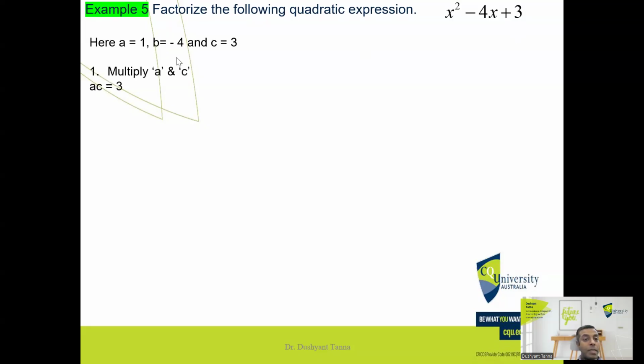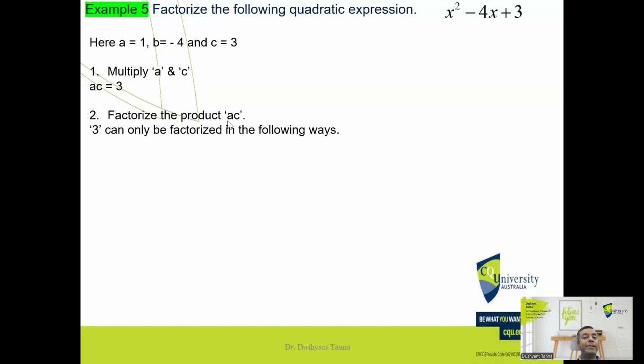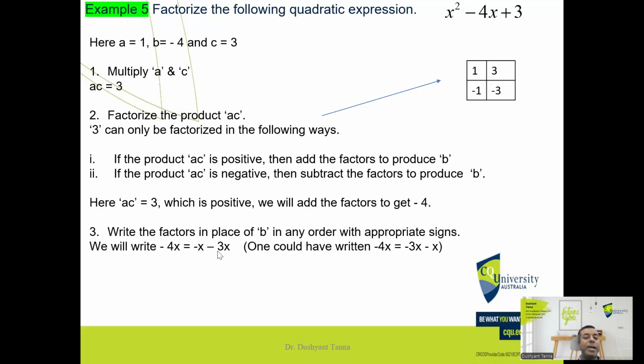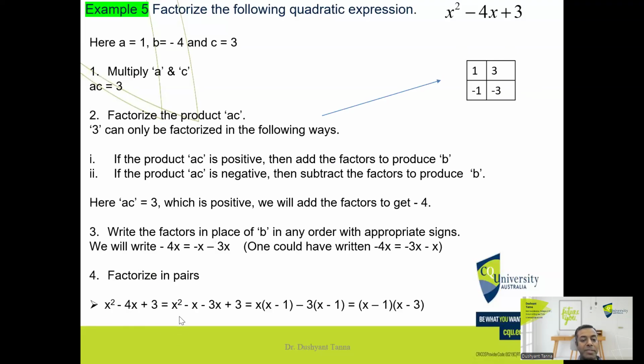Sometimes it's complex. So first step is A, B, C: multiply A and C, which is 3, which is positive. Factorize 3, which can only be factorized as 1 and 3, and -1 and -3. Which one will you choose? -1 and -3, because the product is positive. You add the factors, so -1 and -3 gives you -4. How do you write -4x? Minus x and -3x, or the other way. It doesn't matter. Factorize in pairs. So write x squared minus 4x plus 3 as x squared minus x minus 3x plus 3. Write them in pairs.